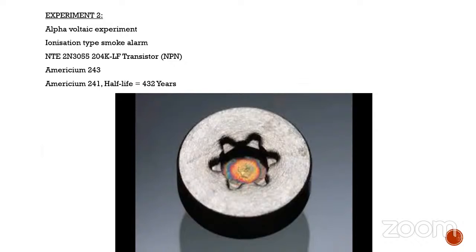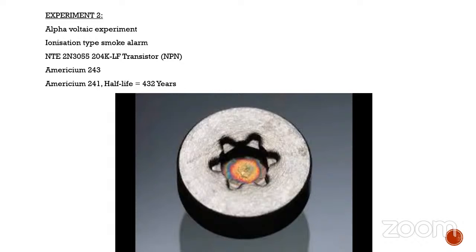The smoke alarm should be an ionization type smoke alarm. Inside that we'll get a certain material. Suppose we are taking americium. Americium has an atomic number of 95 and an atomic weight of 243. Okay, so for this experiment, we'll be taking americium 241, which has a half life of 432 years.